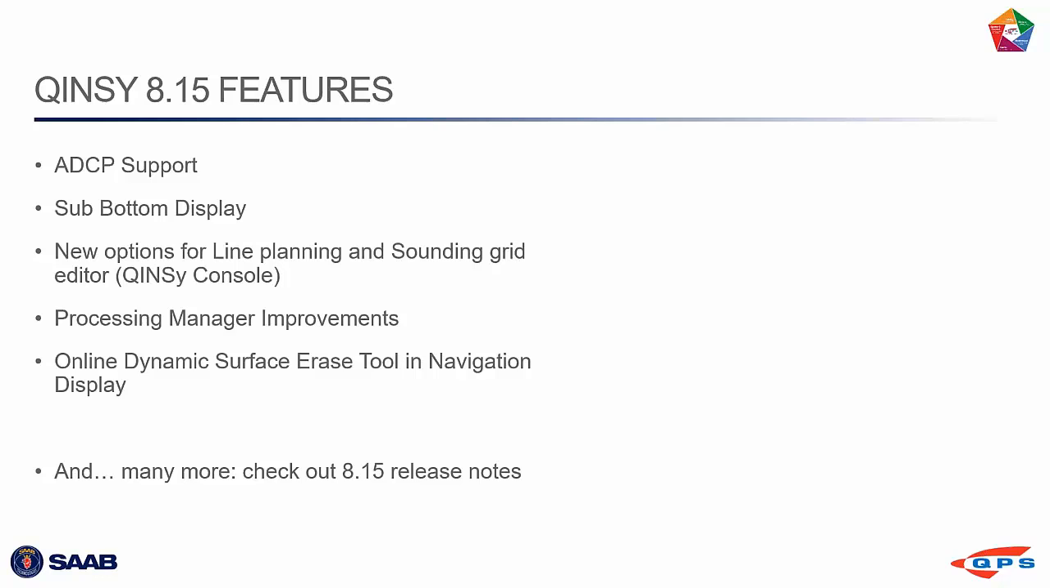The features that we've implemented in 815 are the following. This is a short list of the features that we've implemented, but we've implemented many more. The ones that we are going to explain are the ADCP support, sub-bottom display, new options for line planning and sounding grid editor, processing manager improvements, and online dynamic service erase tool and navigation display. Like I said, we've implemented many more new features, but please check out the release notes if you want to know more about those.